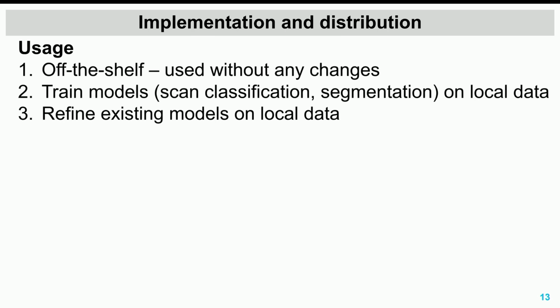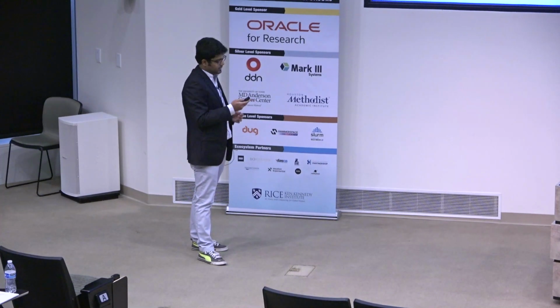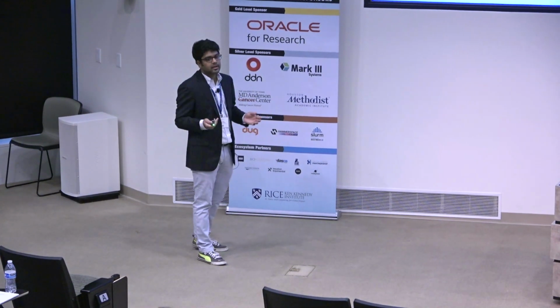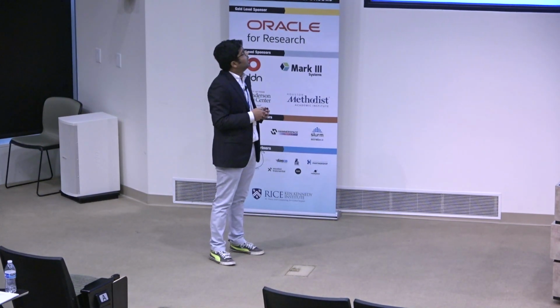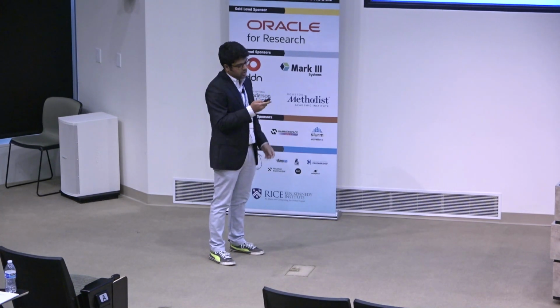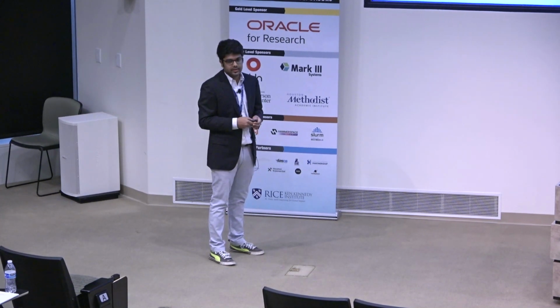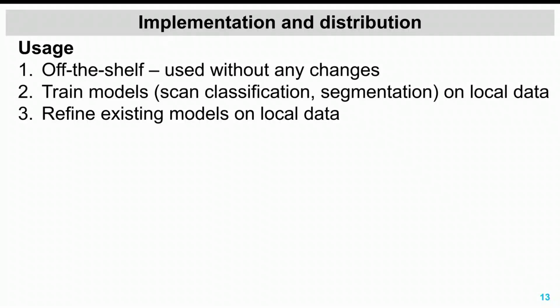So how can someone use this framework on their own data set? Either they can take it off the shelf and simply start using the framework, or they can train the models from scratch. The 2 AI-based components in this framework are the scan type classification and segmentation. If someone does not want to use our models, they can train their own models and use them within the framework. Or the third way is they can take the models that we provide and refine them on their local data.